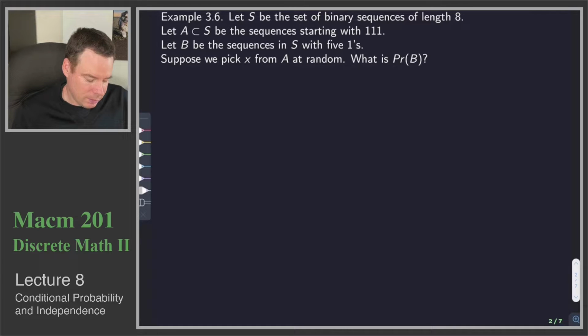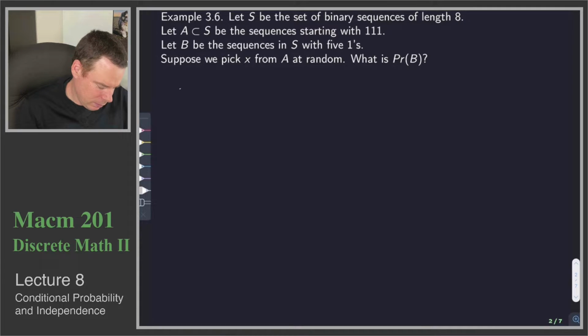So we're going to look at the set of binary sequences, or binary strings, of length 8. And then we're going to look at two events. The event A, which are the sequences that start with 3 ones, and event B, which are the sequences that contain exactly 5 ones. And then we're going to ask the question, suppose we pick a string from A at random. What is the probability that it is also in B?